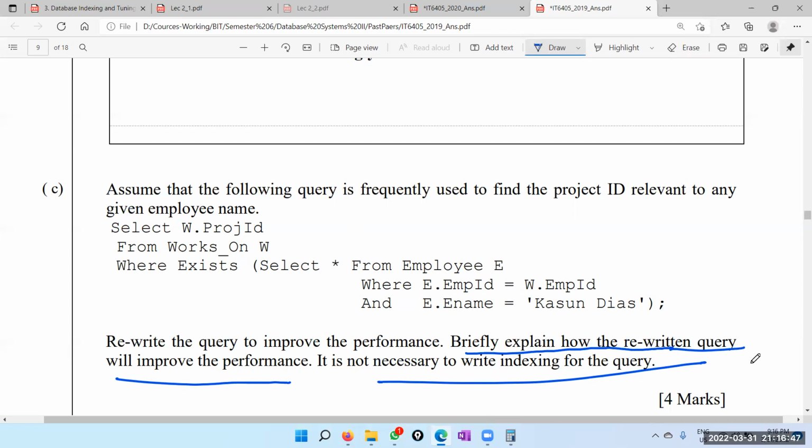So you can just do a join, right? Just like this join. Right? So anyway, that is already in the works on table. Already the join has been done because you need only two tables, the works on table and the employee table.